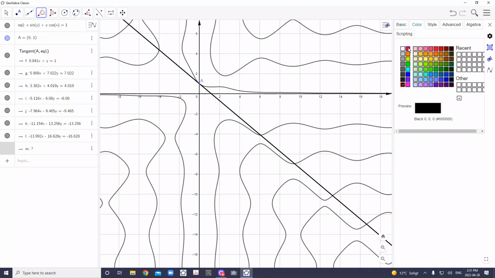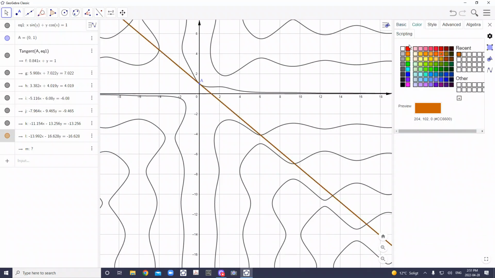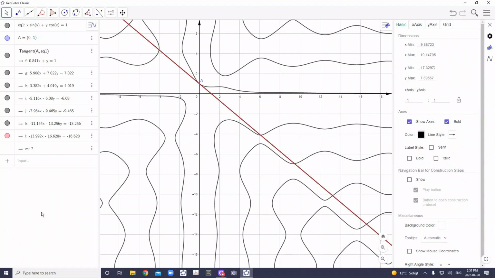So let me change the color, for example, to this. That's not a good color. Let me make it red. So I hope that it is visible. Okay. And then you see that GeoGebra has provided us with this equation for that line. But if I have done it right, that should be my equation.